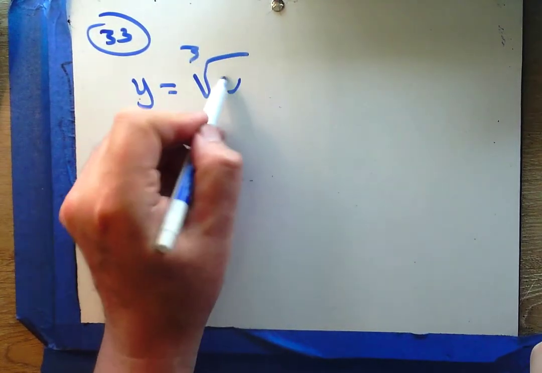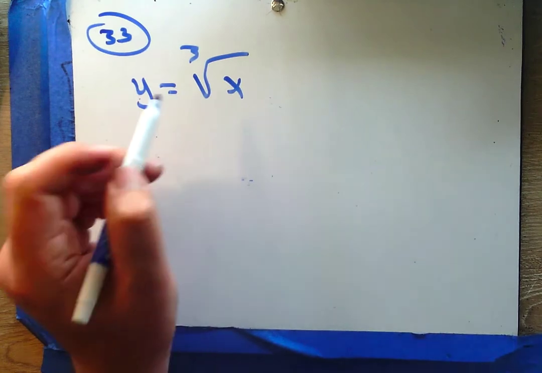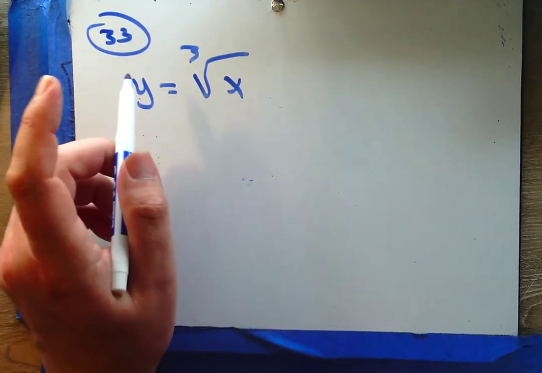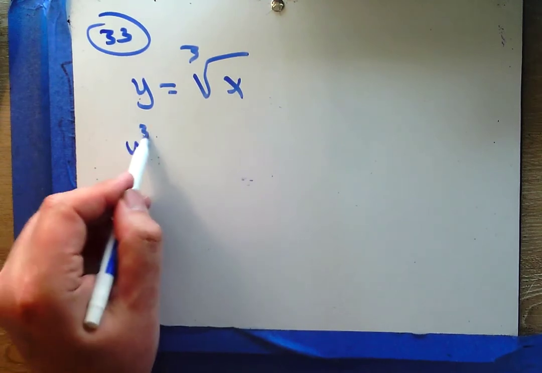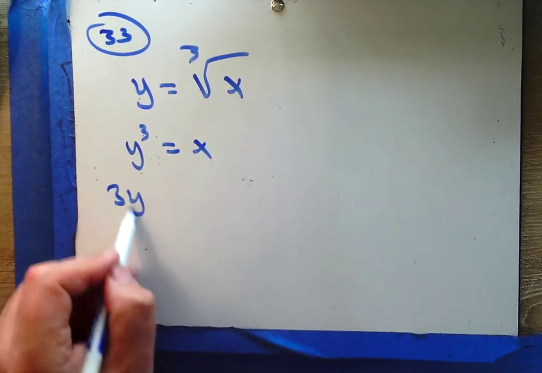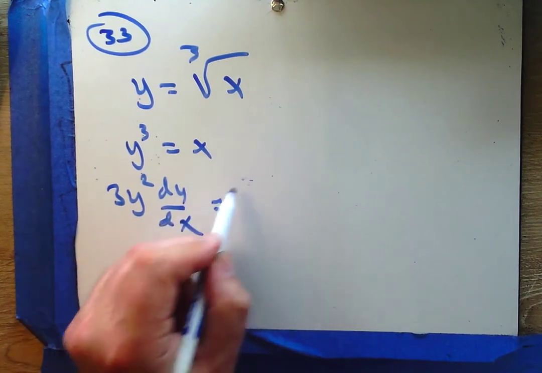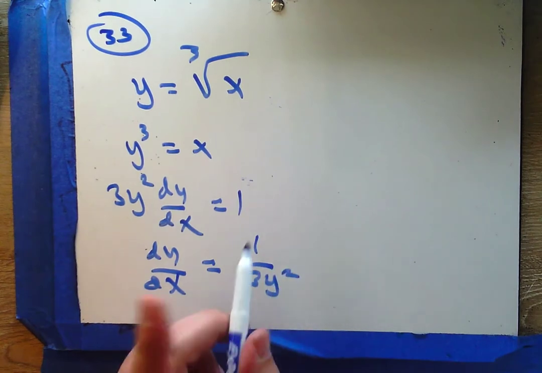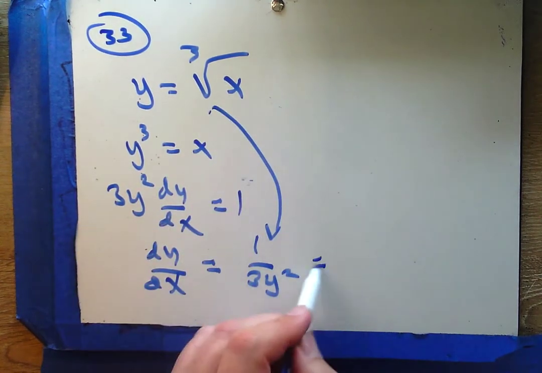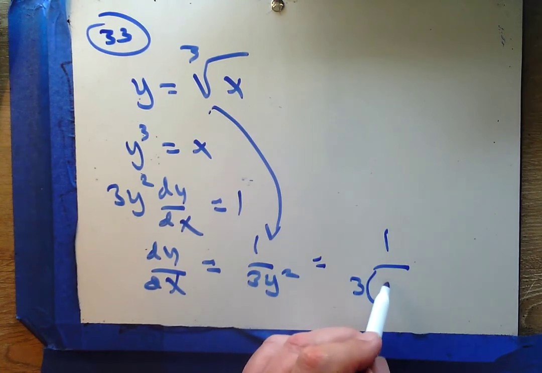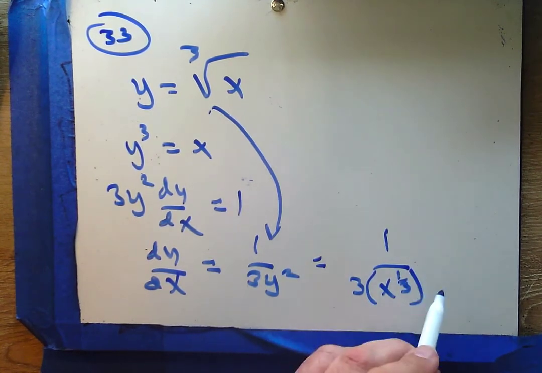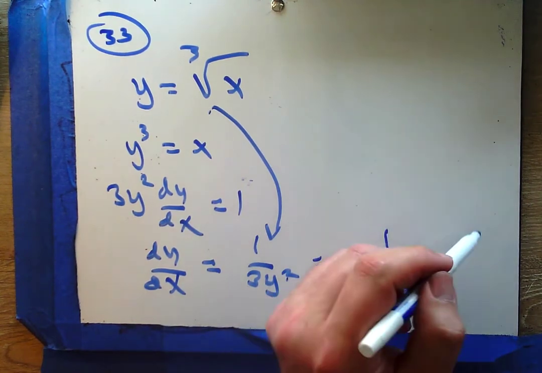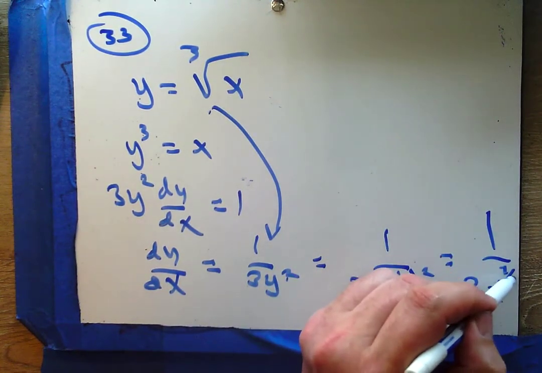How about 33? Oh, just find the first derivative. Okay, y equals cube root of x. Huh. Well, why don't we do this implicitly? I could cube both sides. Oh, 3y squared dy/dx equals 1, dy/dx equals 1 over 3y squared. What's y? This is y. So 1 over 3 times x to the 1/3, and I want that squared. So I get 1 over 3x to the 2/3.